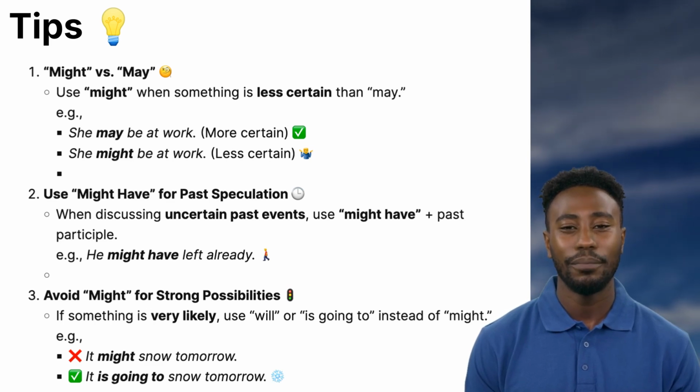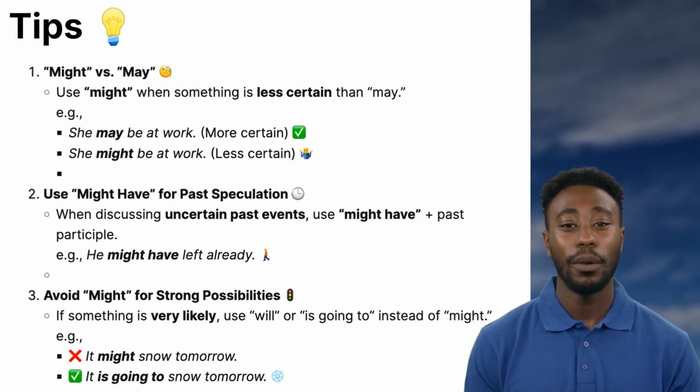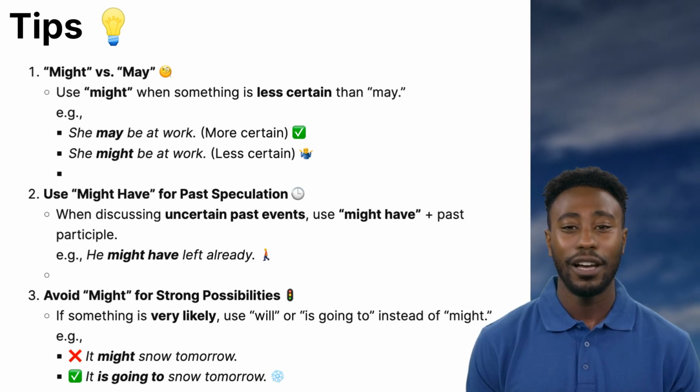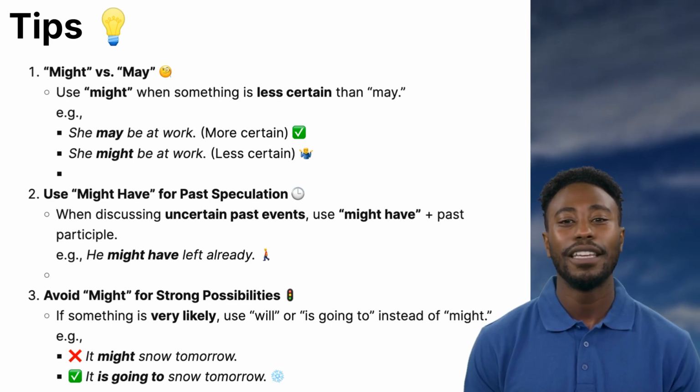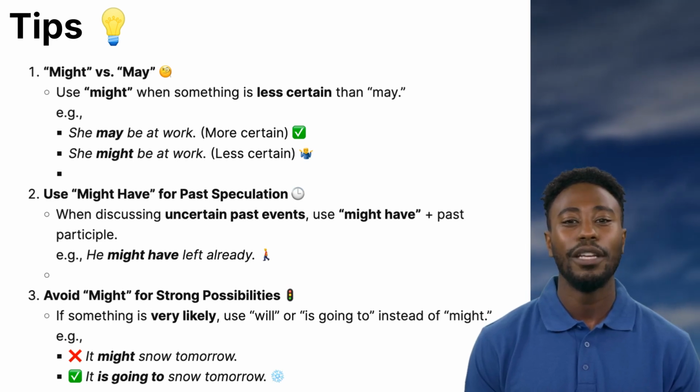2. Use might have for past speculation. To talk about past possibilities or things that could have happened but are uncertain, use might have plus the past participle. Example: he might have left already. This means there is a possibility that he left, but we are not sure. More examples: she might have forgotten about the meeting. They might have missed the last bus. If you are guessing about the past, use might have.